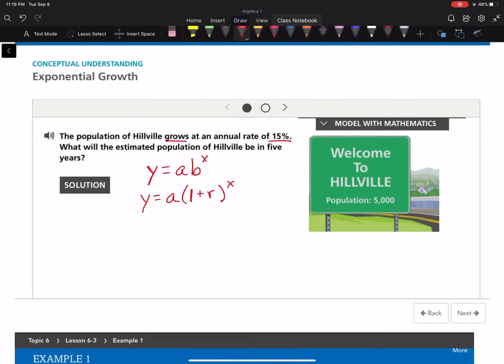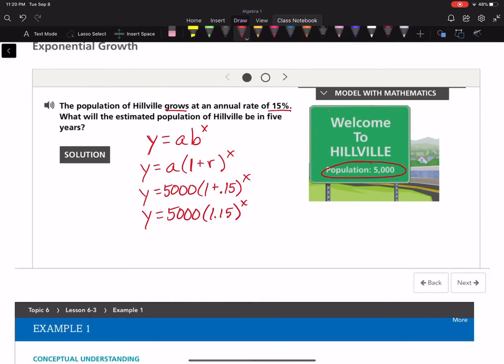So for this particular problem, we'll have y equals, a is still the initial value. It's how much you start with. So our initial population is 5,000. So 5,000 times 1 plus our growth rate is 15%. So we change that to a decimal, would be 0.15 to the x power. So we have y equals 5,000 times 1.15 to the x power. So if you just want to write it all at once, that would be how you write it.